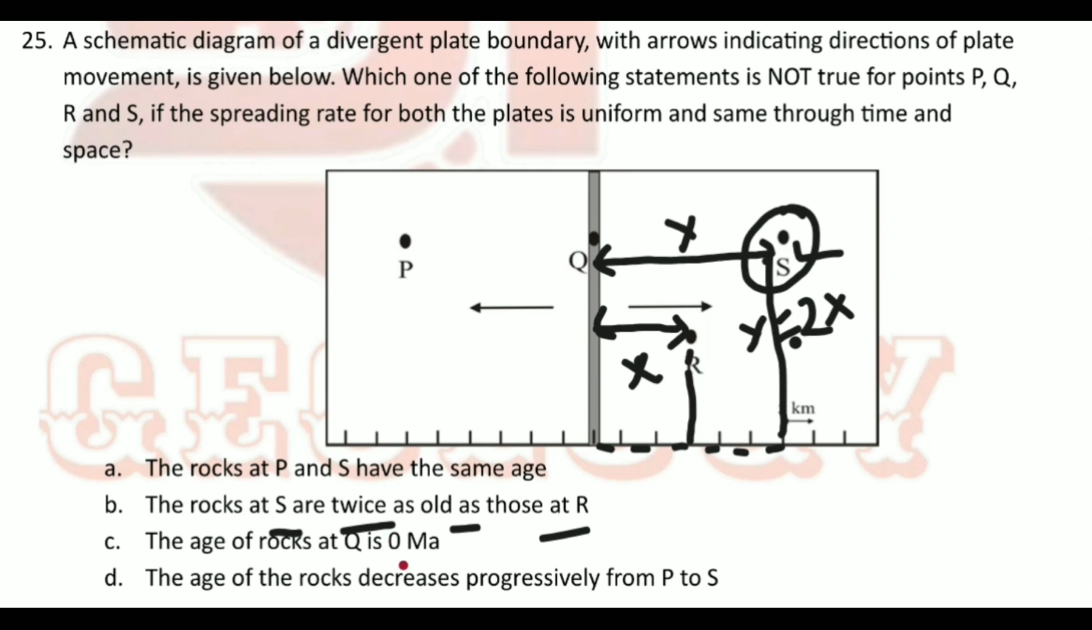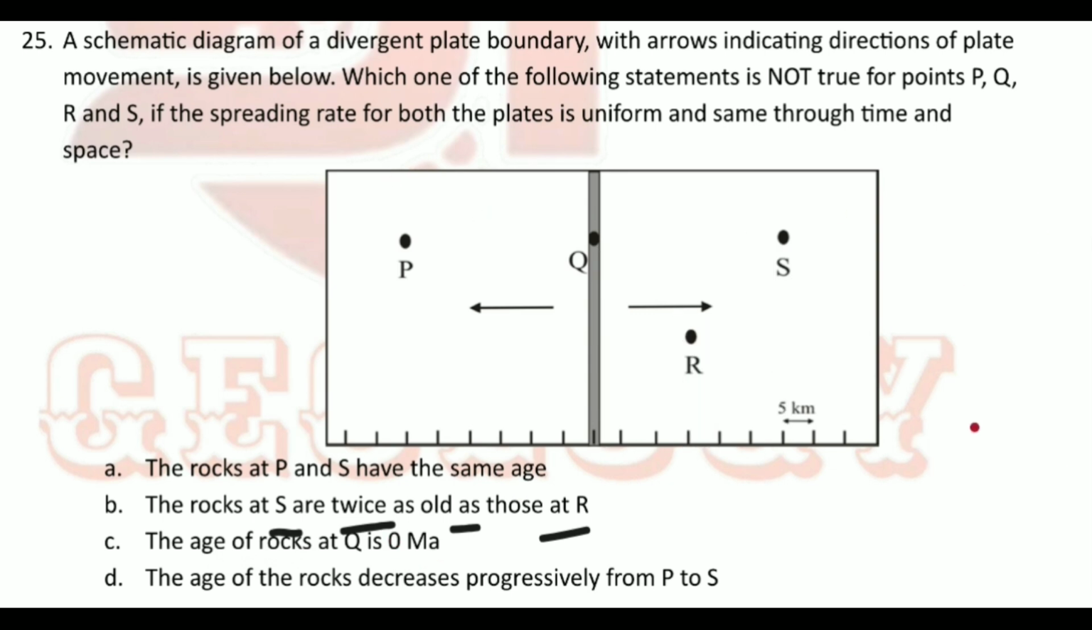The age of the rock at Q is 0 billion years. Approximately, the age of the rock at Q, it is at the mid-oceanic ridge. It is where the rock is just being formed, so it is 0 billion years.